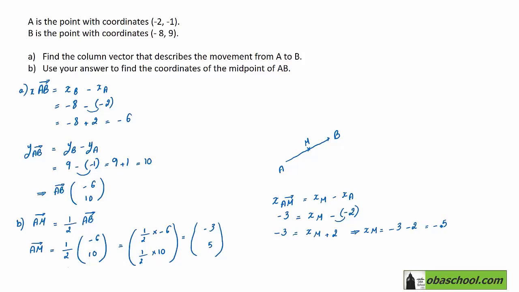Now let's do the same procedure for the y. The y of the whole vector, AM, equals y of M minus y of A, so y of M equals 5 plus the y of A, which is -1. And 5 minus 1 is equal to 4. So M has coordinates -5 and 4.